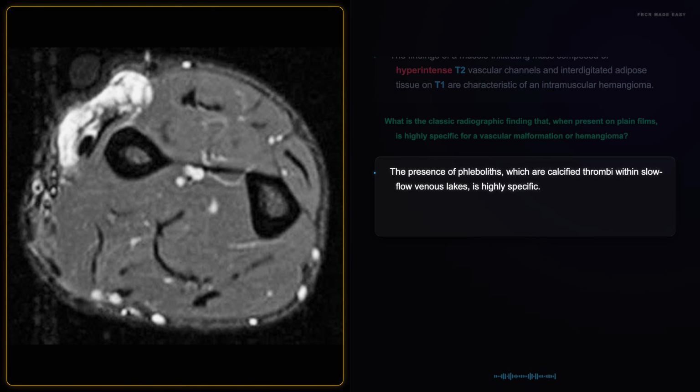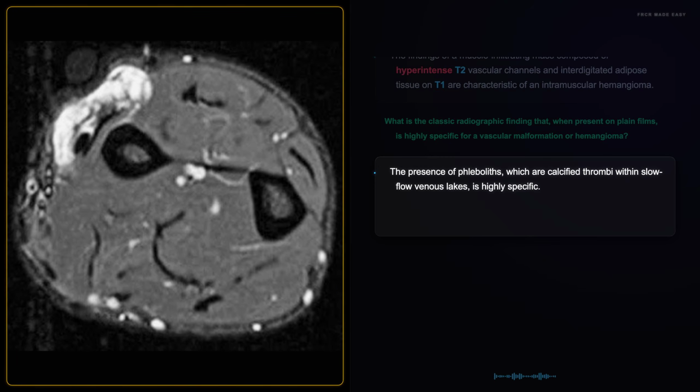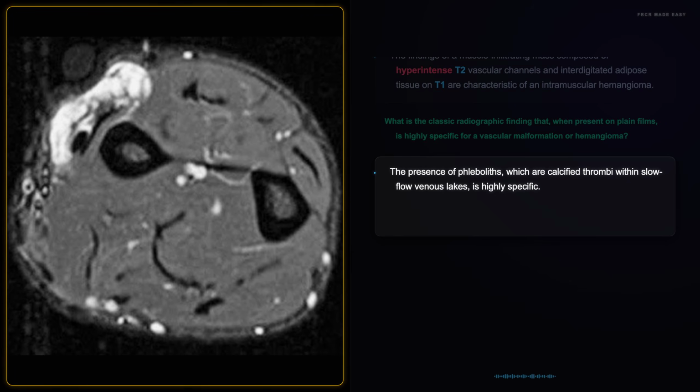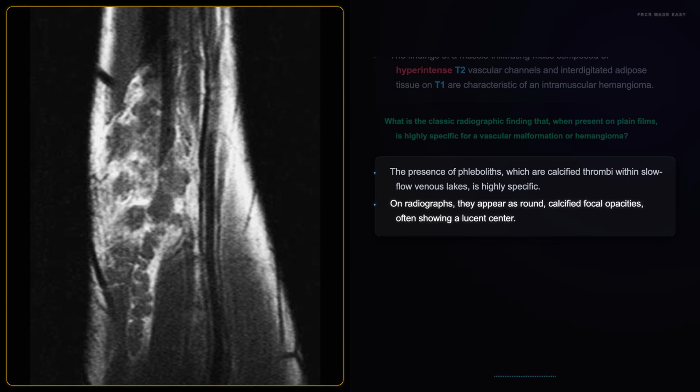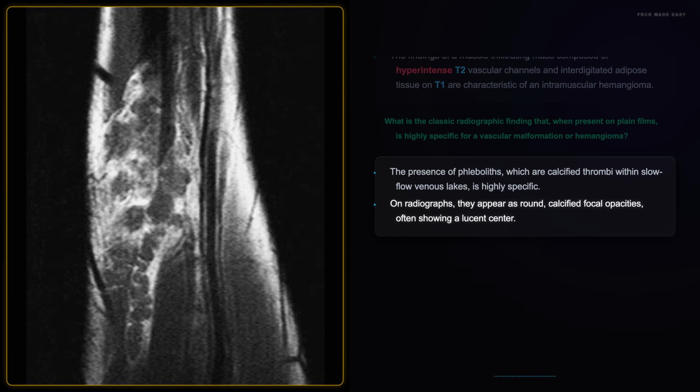The presence of phleboliths, which are calcified thrombi within slow-flow venous lakes, is highly specific. On radiographs, they appear as round, calcified focal opacities, often showing a lucent center.